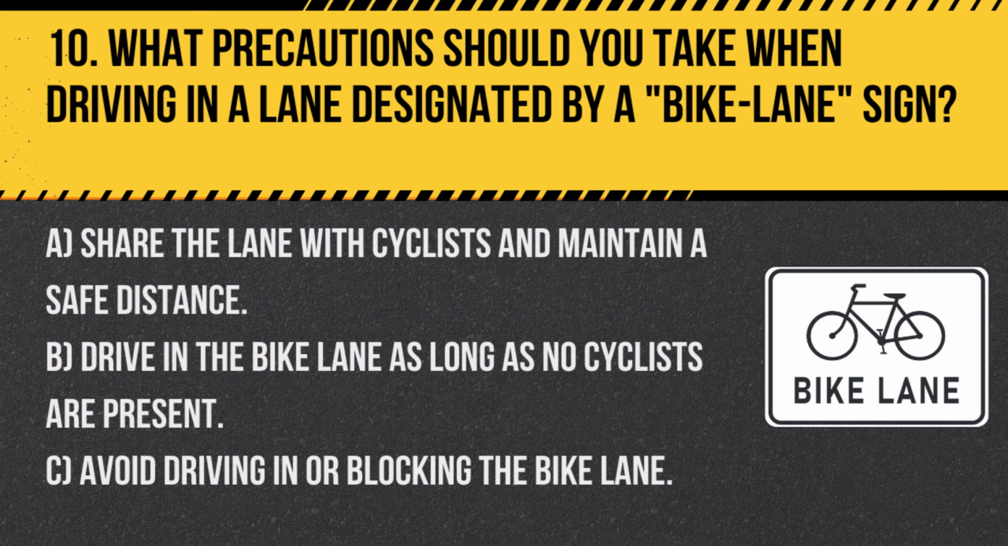Question 10. What precautions should you take when driving in a lane designated by a bike lane sign? A. Share the lane with cyclists and maintain a safe distance. B. Drive in the bike lane as long as no cyclists are present. C. Avoid driving in or blocking the bike lane.